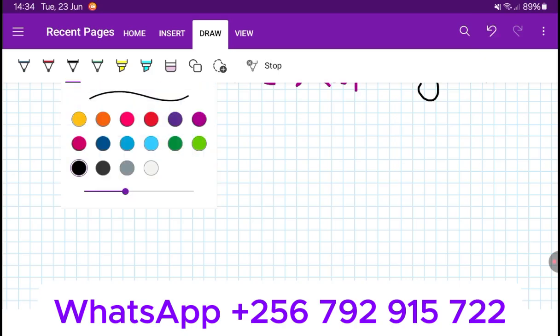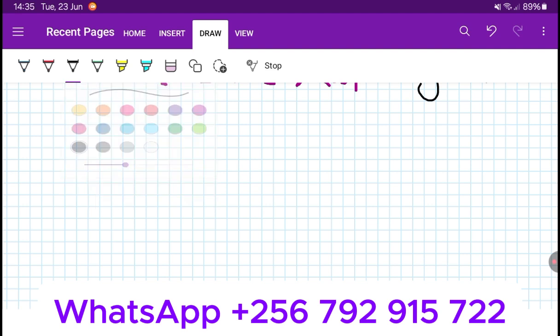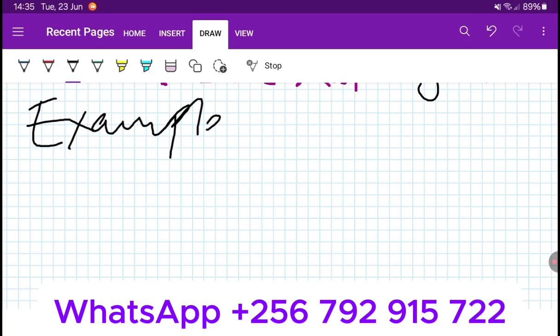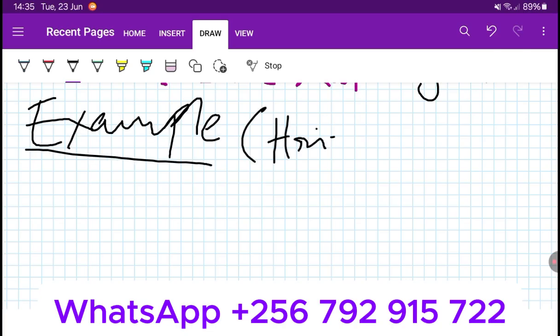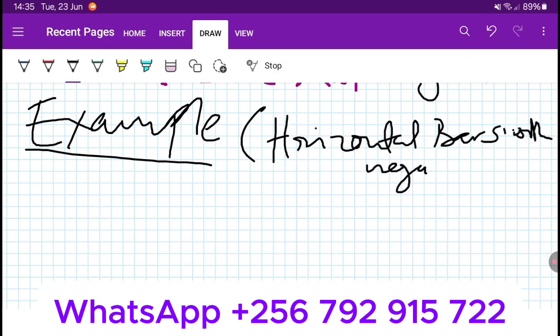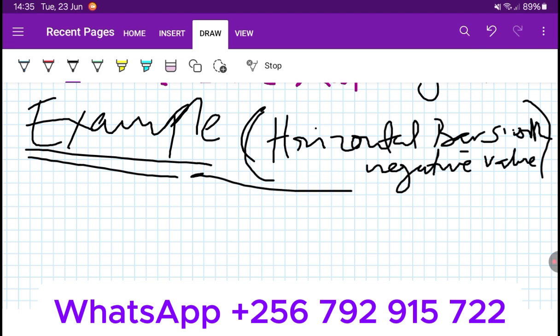So let's put it maybe in an example 6. I'm just going to draw this. This is an example. Of course, here we are trying to look at the horizontal bars with negative values. So we don't just do graphs, but we find reason as to why we are doing some of these things.